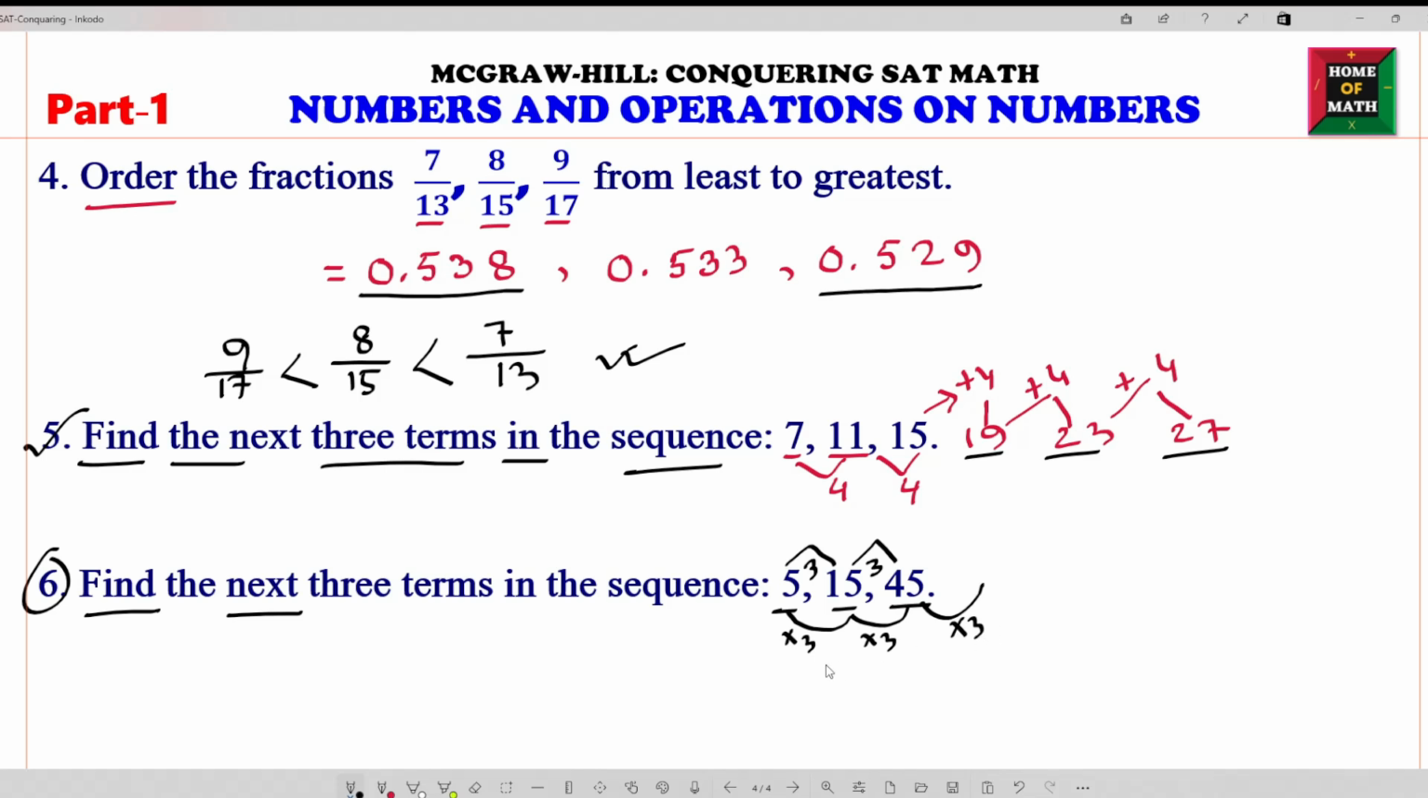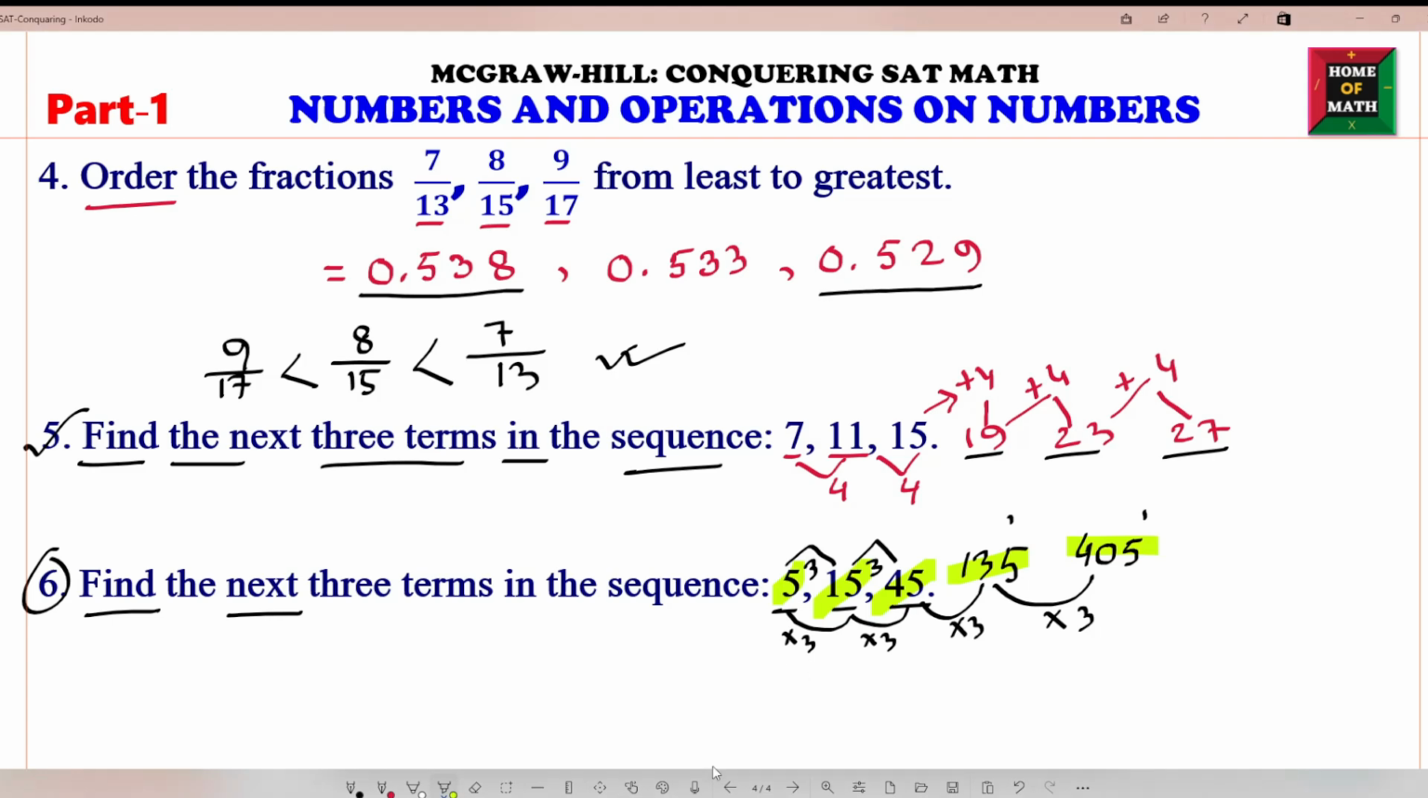What will be the answer? 5 times 3 is 15, so 5 and carry 1. 4 times 3 is 12, 12 and 1 is 13. So 135. So the next one is again times 3. So 3 times 5 is 15, 5 carry 1. 3 times 3 is 9, and 1 makes 10, 0 carry 1. 3 times 1 is 3, plus 1 is 4. So the answer is 5, 15, 45, 135 and 405.